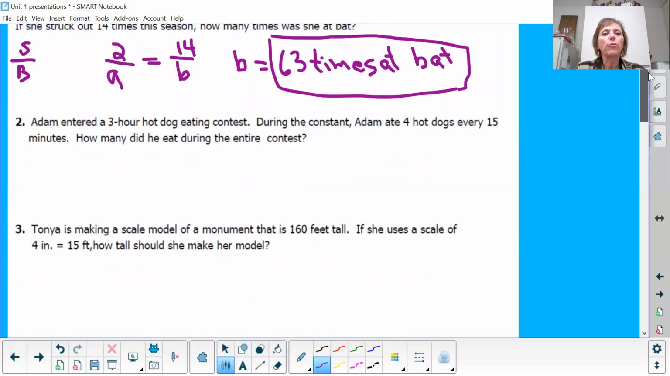Okay, Adam entered a 3-hour hot dog eating contest. During the contest, Adam ate 4 hot dogs every 15 minutes. Okay, so this catches my eye. You have 4 hot dogs and every 15 minutes. So I know that that is going to be my scale, the key, excuse me. So I'm going to put D for dogs, and I'm going to put M for minutes, so I'll know what to put where. So in other words, I kind of skipped this number, didn't I? I see 4 goes with 15 for him. 4 over 15.